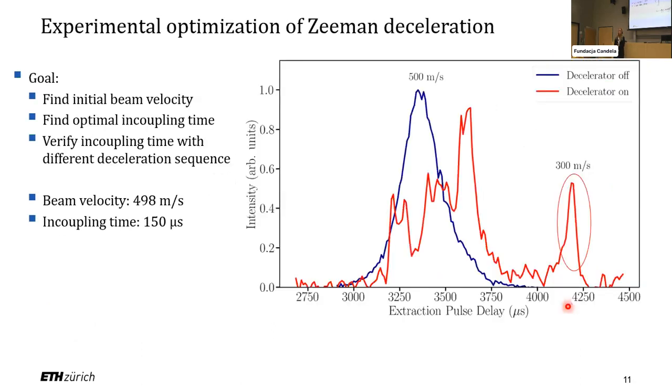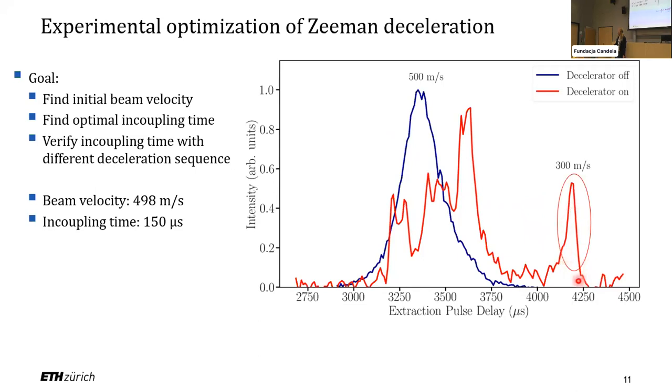Okay, so this is a first time of flight spectrum of our experiment. What we did in order to record the spectrum is we delayed the extraction of the ions generated by the pulse field ionization with respect to opening of the valve. And here in blue, you can see a trace of just the normal atomic beam, which is not decelerated, which has a velocity of 500 meters per second. And in red, you can see the corresponding time of flight spectrum when the decelerator is turned on to decelerate up to 300 meters per second.